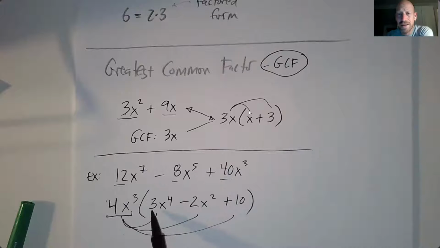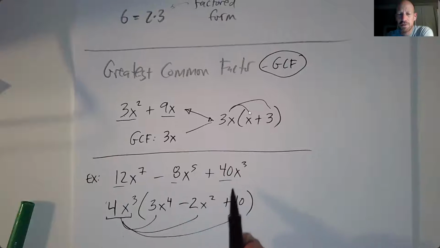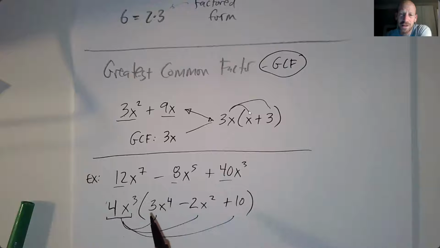What's nice is that we have an easy way of checking if we have the right thing. By multiplying it all out, we should get back what we started with. And if that's the case, then we do have it factored correctly. The one thing to be careful of is we want to make sure there are no common factors left over.